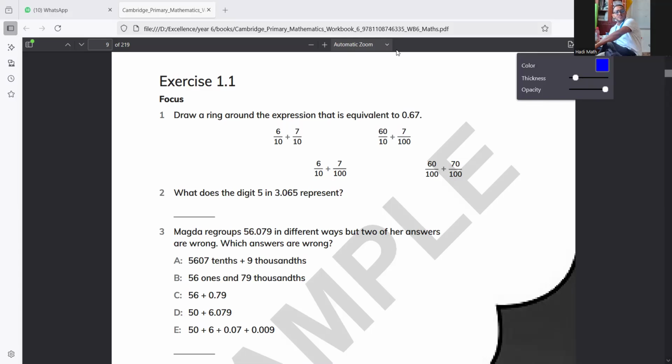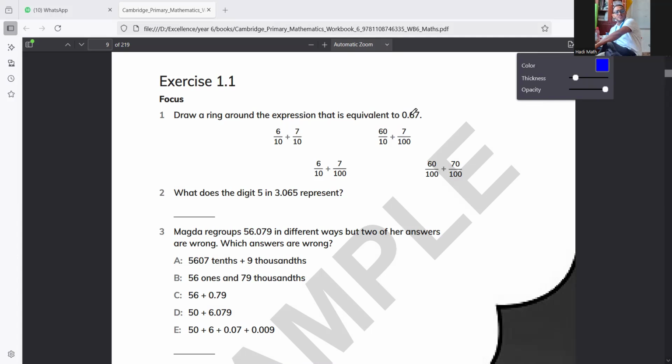Okay, this is grade 6, exercise 1-1. Question number 1. Draw a ring around the expression that is equivalent to 0.67. According to what we know on place values, 6 is tenths and 7 is hundredths.